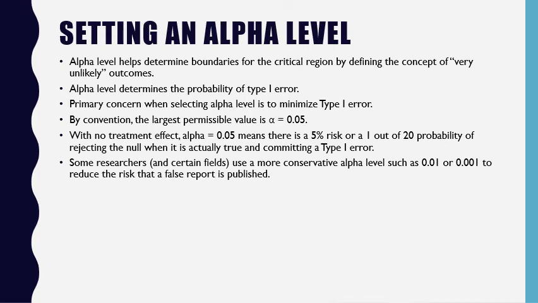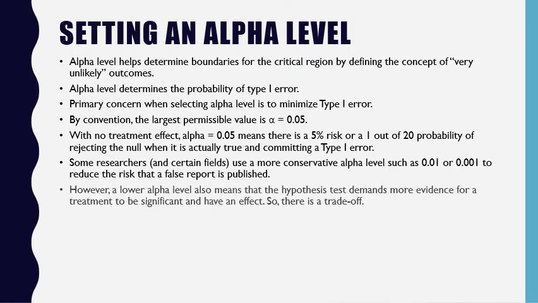Some researchers and certain fields use a more conservative alpha level, such as 0.01 or 0.001, to reduce the risk that a false report is published. For example, if you were developing a new medical drug and you were concerned with it not being within the certain parameters, maybe you were going to kill somebody if it wasn't, you might use an alpha level of 0.001 or even 0.0001 to make sure that your drug is exactly the way it's supposed to be.